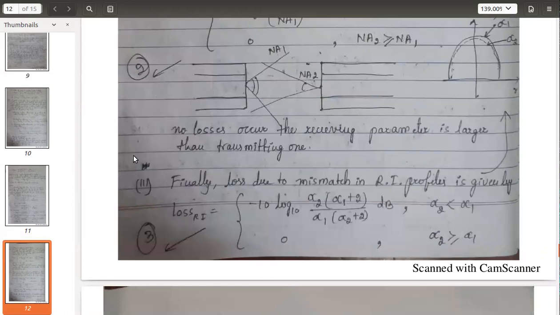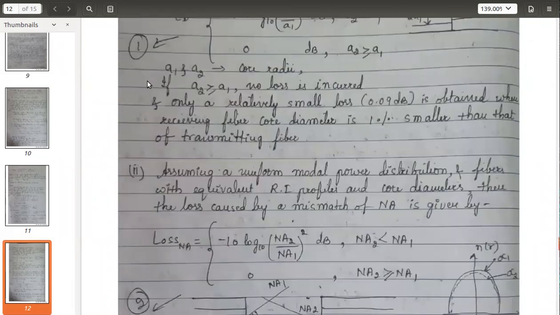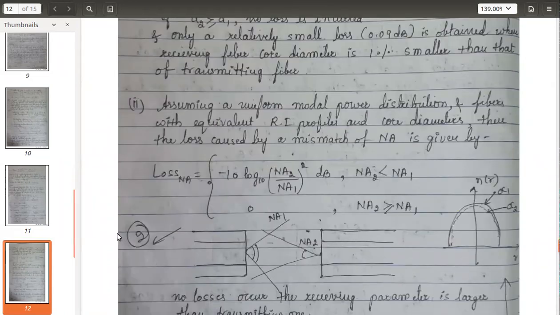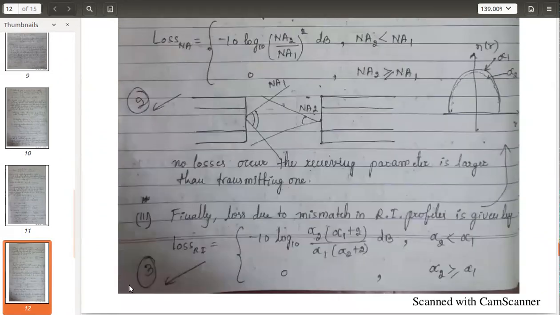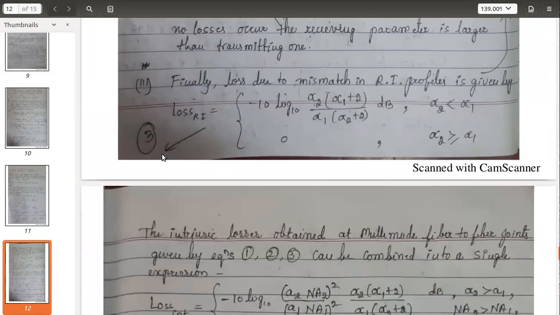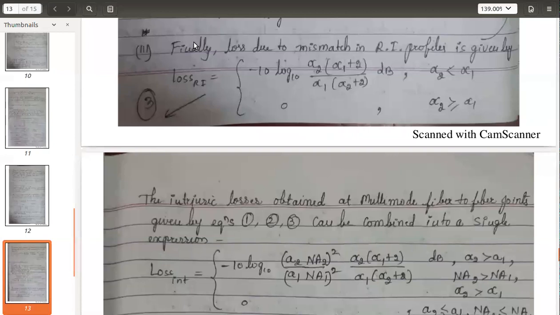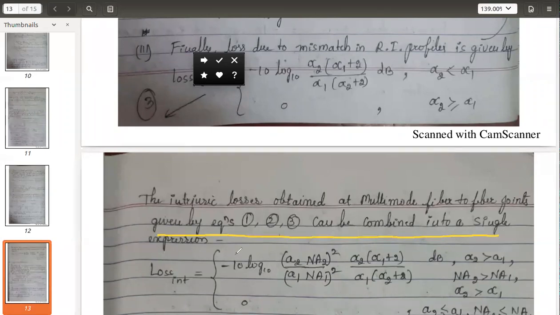So we have seen three different equations. I have written here equation 1 on the left-hand side, equation 2 and equation 3. What do these three equations represent? Losses due to the mismatch in the core diameter, mismatch in the numerical aperture, and mismatch in the refractive index profiles. If we combine all these three losses and want to write them all together, you can see all three equations can be combined into a single equation. Write all of them at once. It was separately like this.